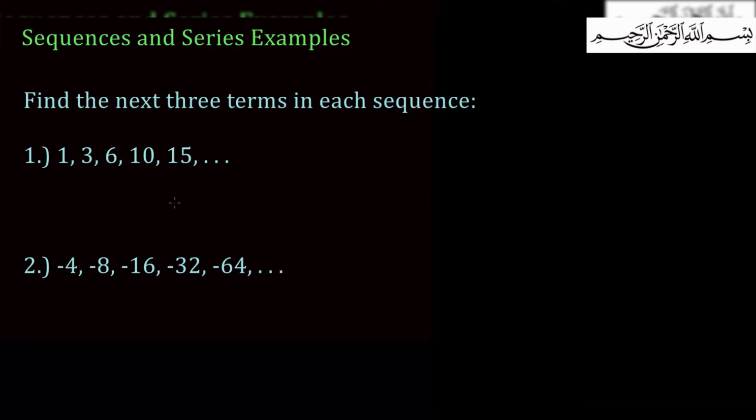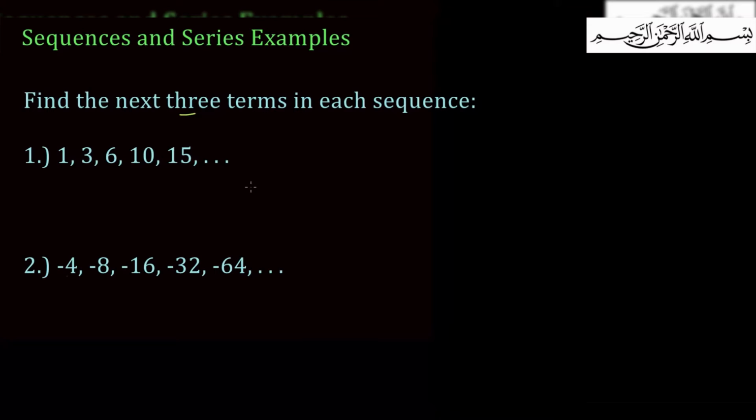Today I thought I'd do some examples of sequences and series. Most of these, in fact, are just going to be sequences so that we can get some good understanding and practice with some of the basic concepts. I found these two questions. The instructions read, find the next three terms in each sequence. They're given two sequences here, and they're infinite sequences because of the ellipses that we see at the end.